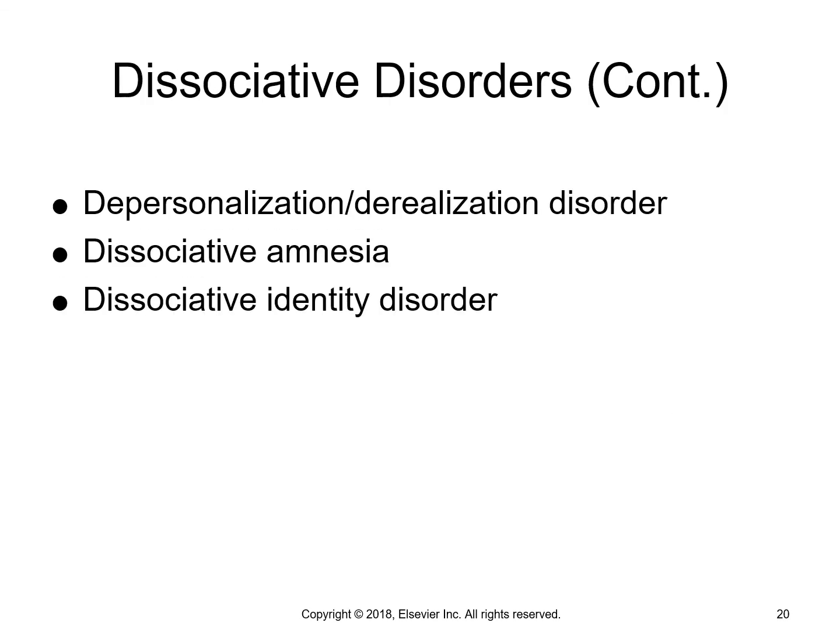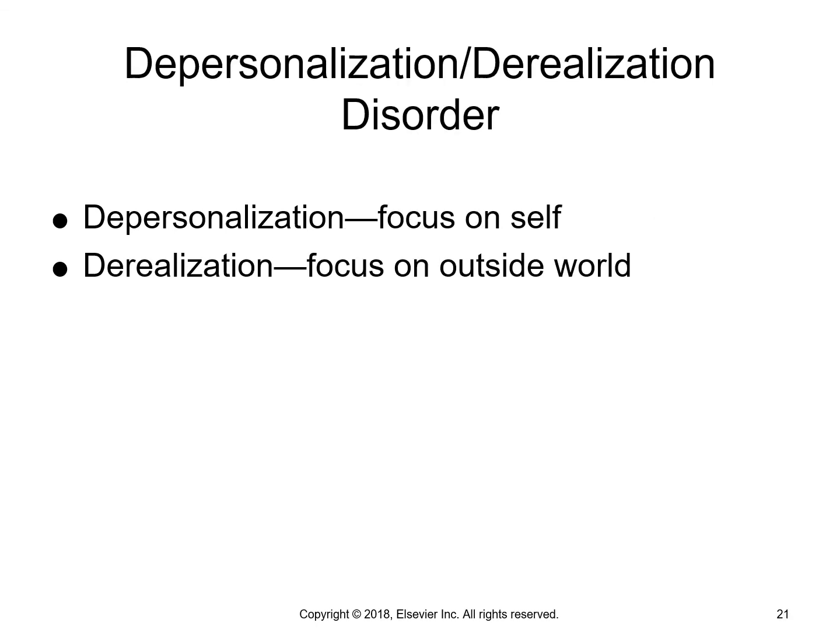So what are the different types of it? There's dissociative identity disorder, dissociative amnesia, or depersonalization or derealization. Let's look at depersonalization, derealization disorder. In depersonalization, here the focus is on the self. It's the feeling of being an observer of one's body and mental processes from the outside. Like you are observing your own body and mental processes like an external person.